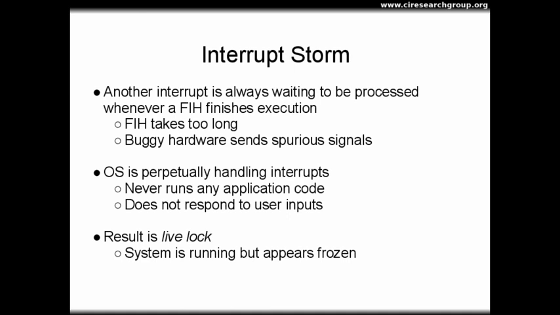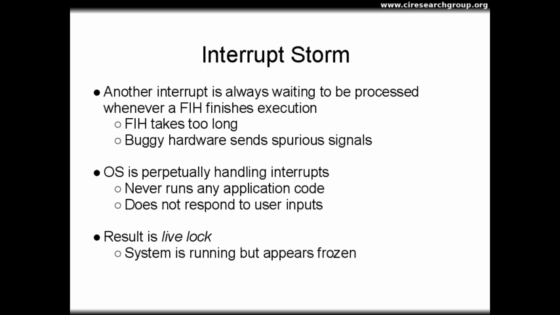An interrupt storm occurs whenever another interrupt is always waiting to be processed whenever a fast interrupt handler finishes its execution. That could occur either because the fast interrupt handler is too long and needs to be split into a fast and a slow handler. This can also occur if hardware has certain bugs that cause it to raise spurious interrupts. If the operating system is perpetually handling interrupts, it never runs any application code. Thus, it never appears to respond to any user inputs.